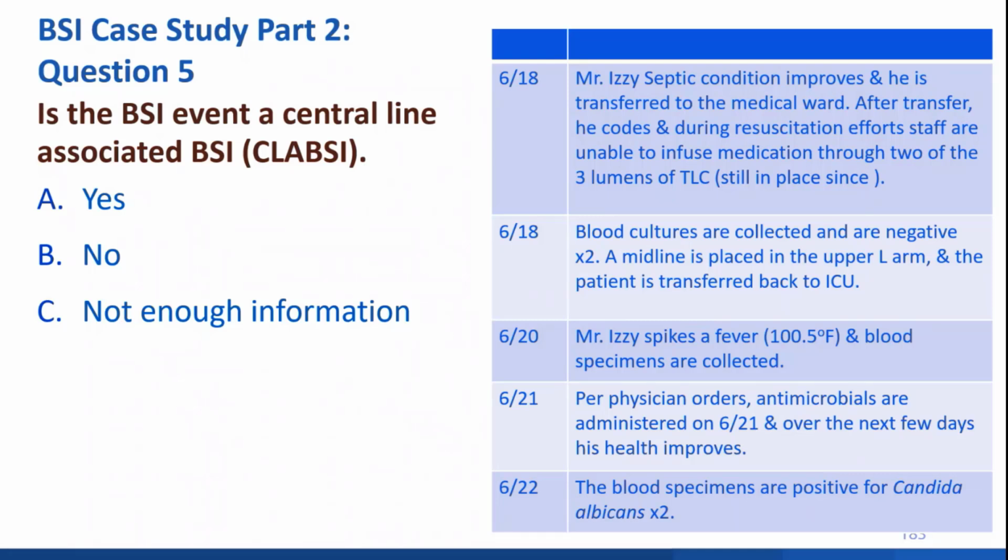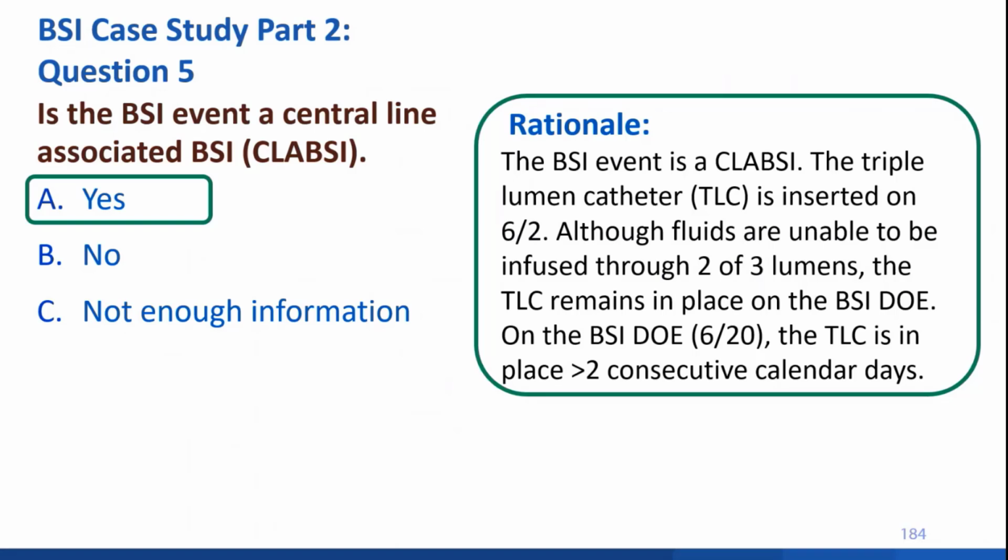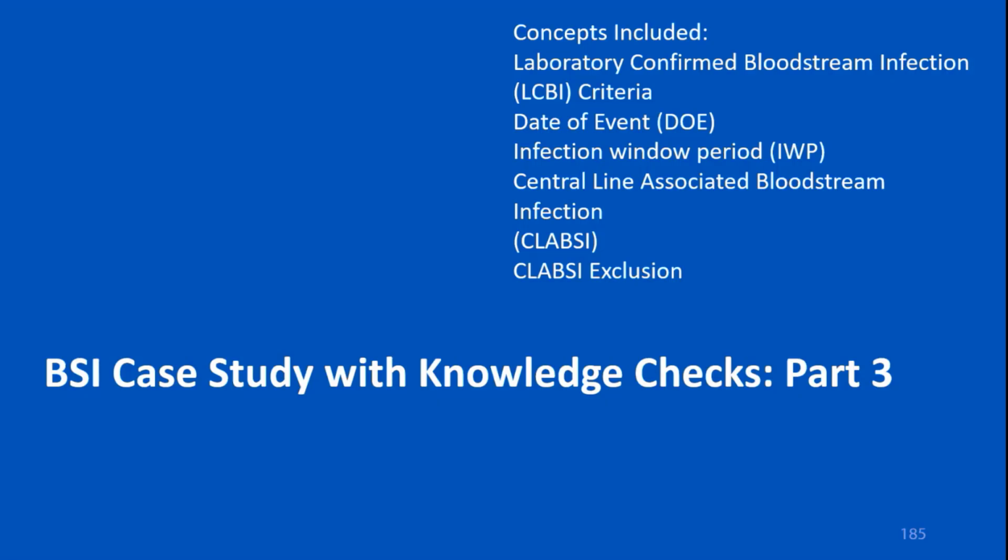So let's go to it, and you are correct, it is a CLABSI. That triple lumen catheter that was inserted on 6/2, although fluids are unable to be infused through 2 of the 3 lumens, still remains in place on that BSI date of event of 6/20. And on that date, it is in place for greater than 2 consecutive calendar days, which makes it a CLABSI. And we're going to move on to part 3 of our BSI case study with Dominique Godfrey.